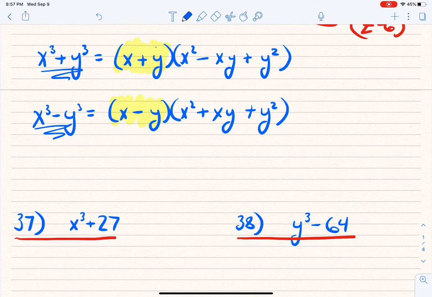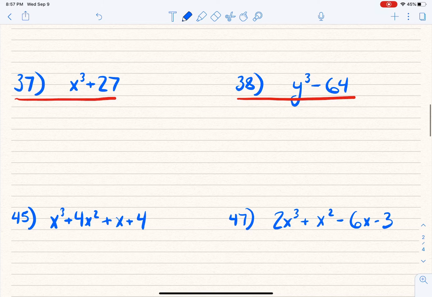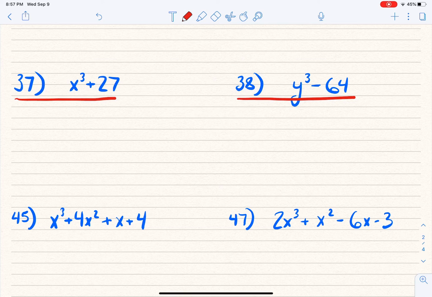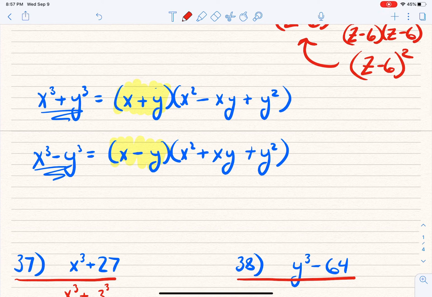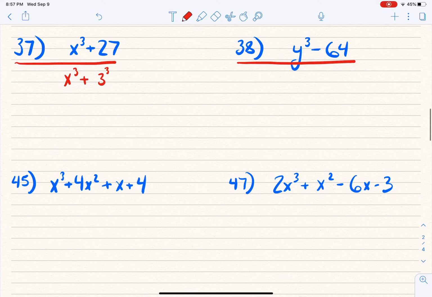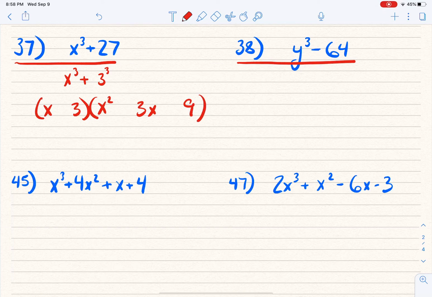So now let's take that idea and let's apply it to these two problems, number 37 and 38. Okay. So again, we got to go back and go, okay, so what are these? This is x cubed, so that is literally x being cubed plus 3 being cubed. And we take that and we use that with this formula. This is the sum of two cubes, so it's going to look like this. So what is it going to be? It's going to be x, 3, x squared, 3x, and 3 squared, which is 9.